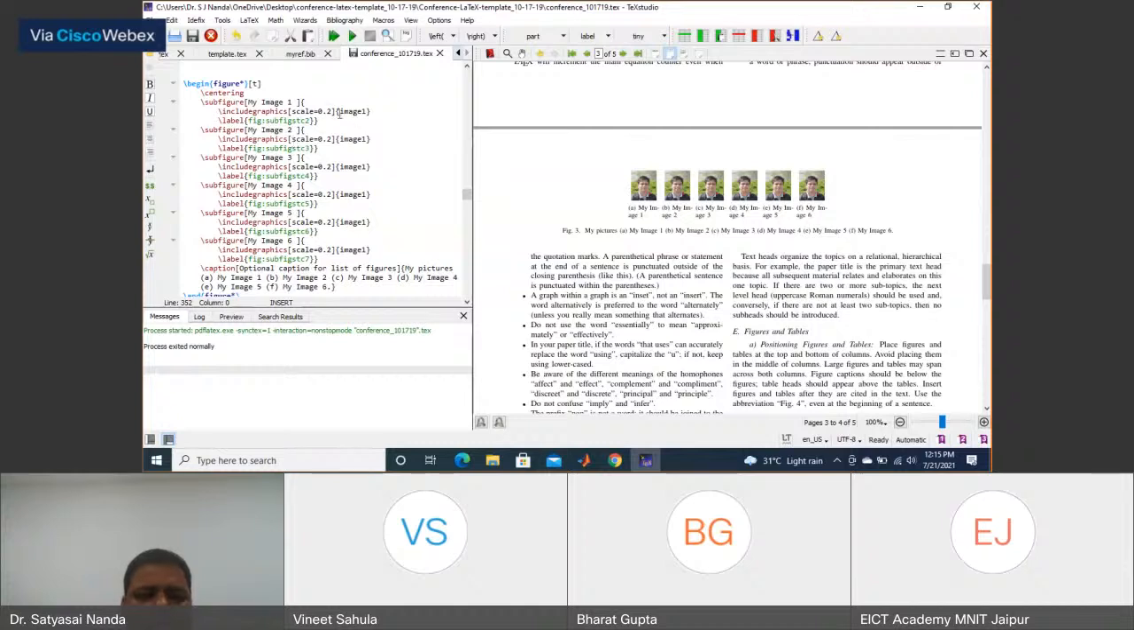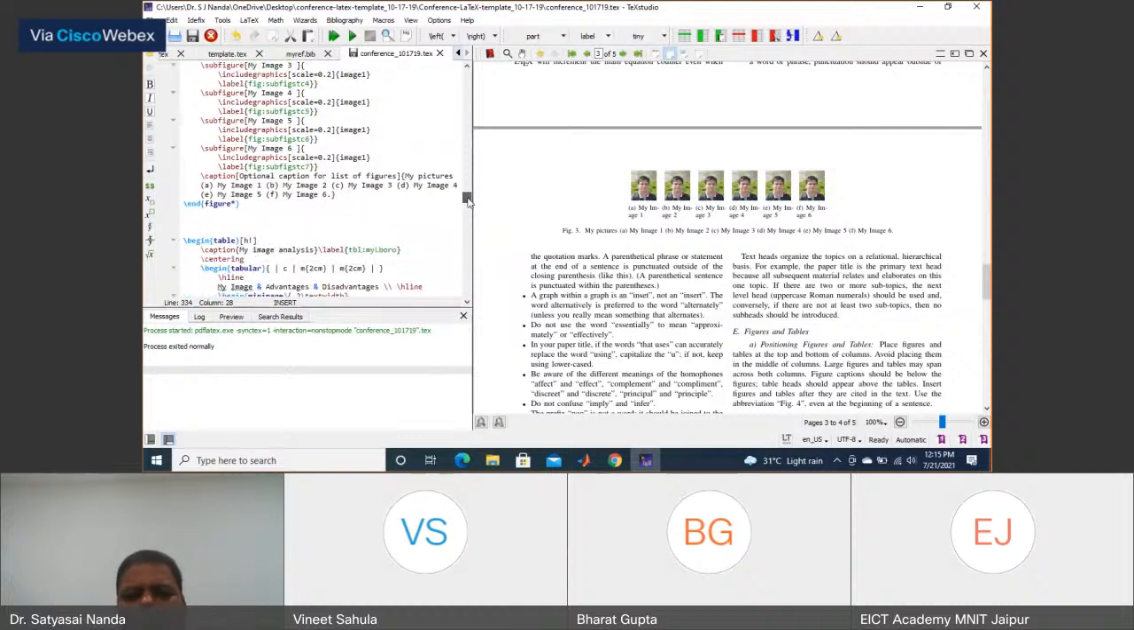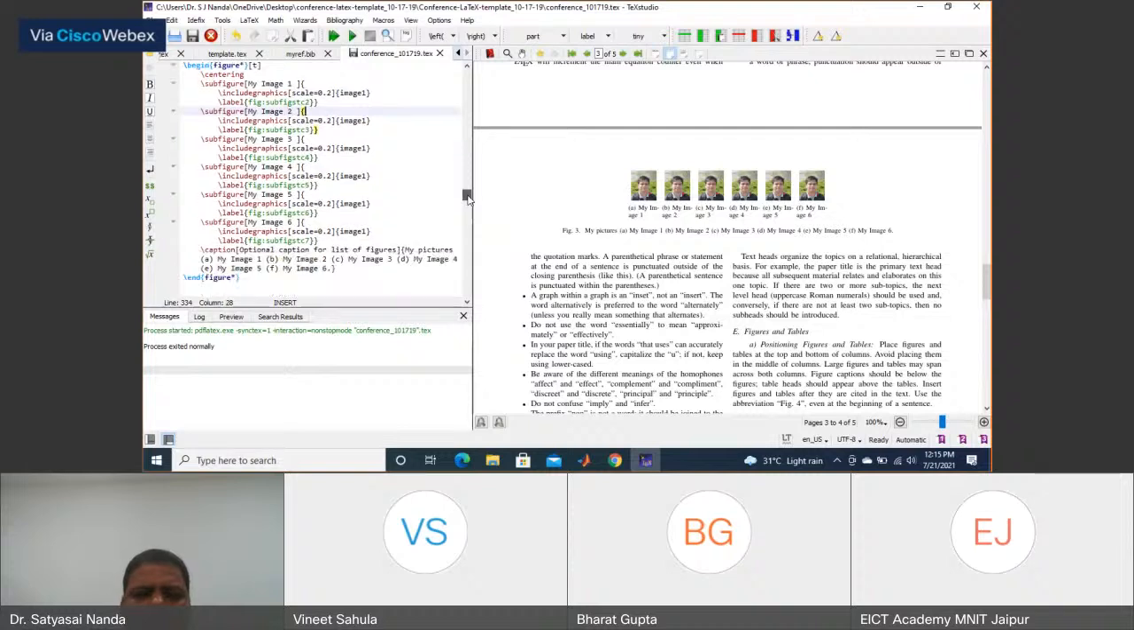So over here, you can observe scale. I have kept it just 0.2 and inserted these images. If I change the scale, then this image size will be changing. So this is how you can insert images inside the LaTeX.